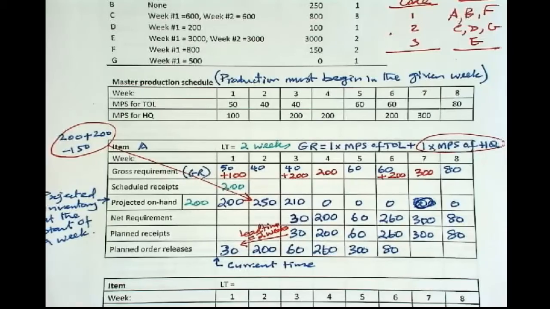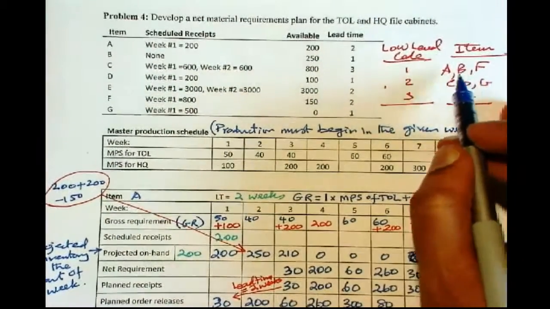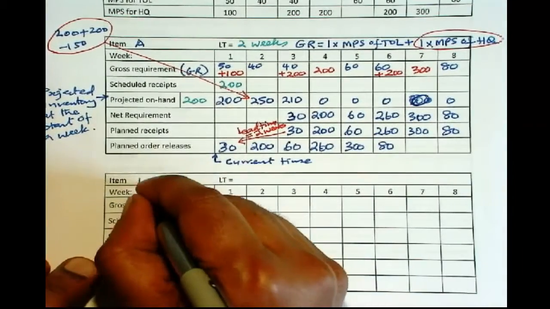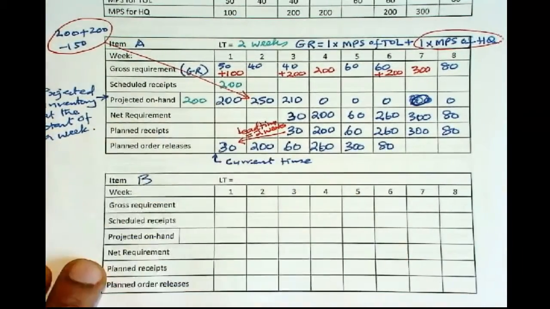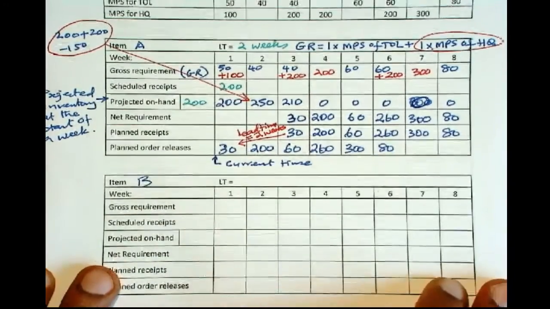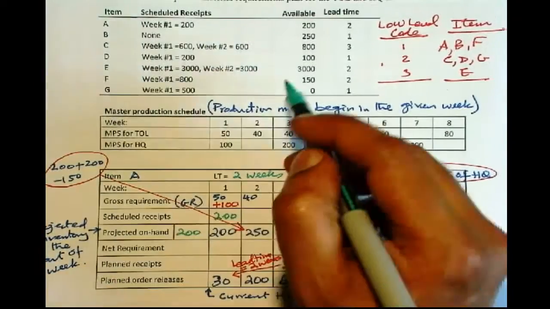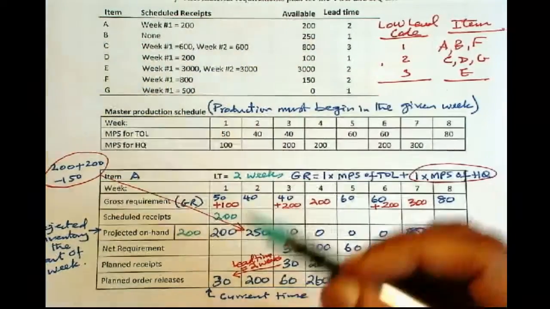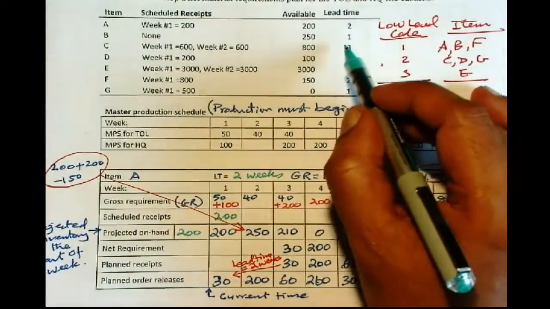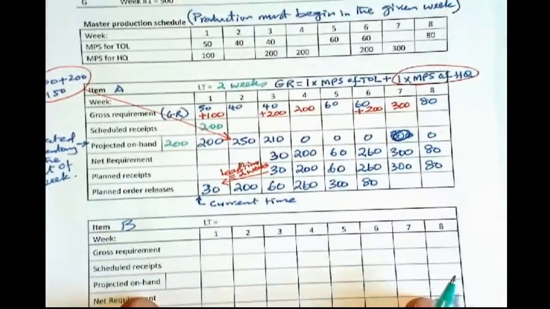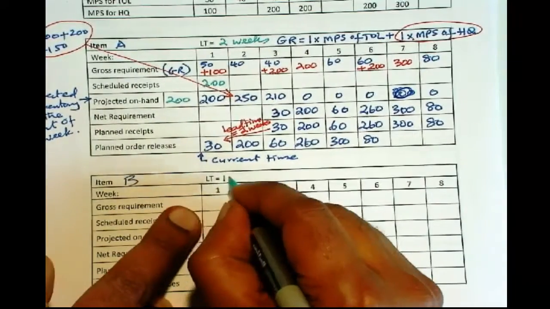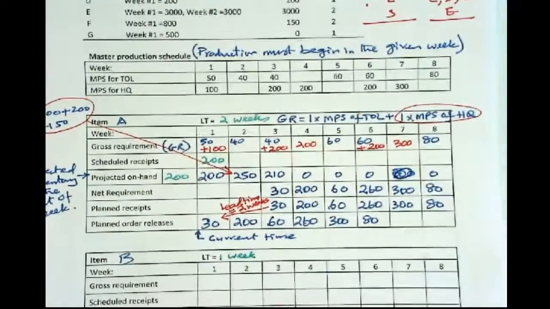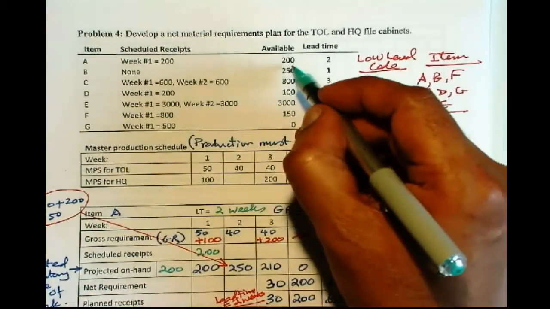The next item from this list is B. So let's look at item B and get the given information from here down to the planning document. Lead time, LT, is 1 week, and on hand available is 250.